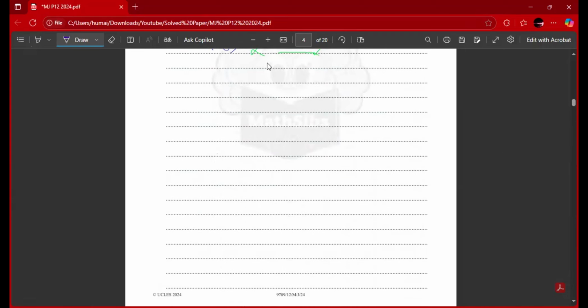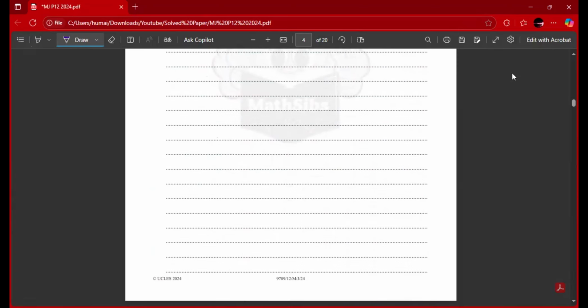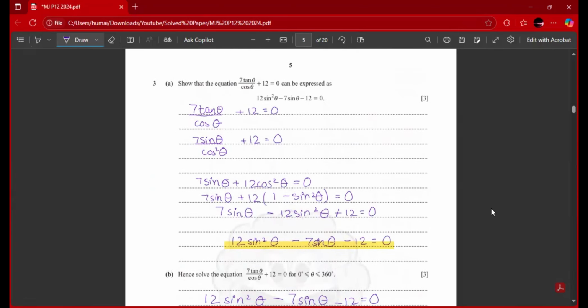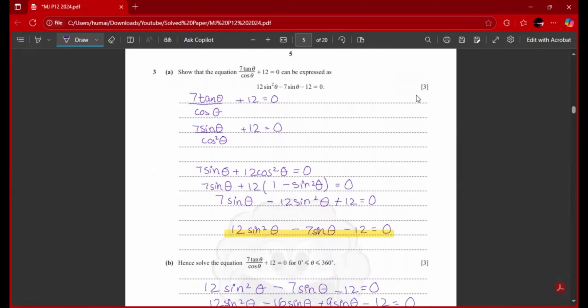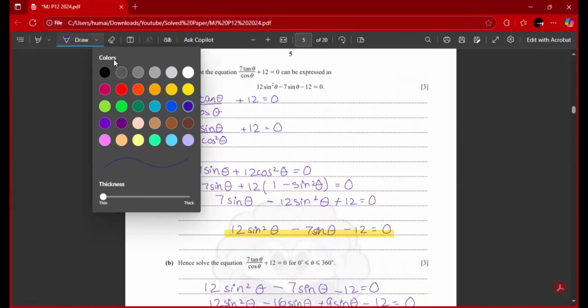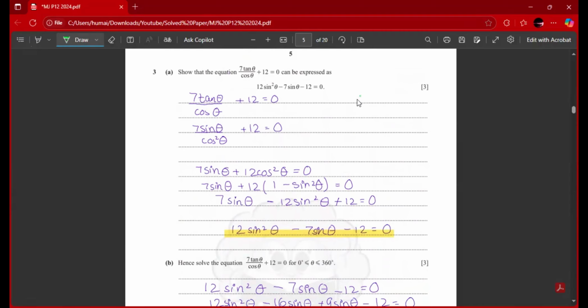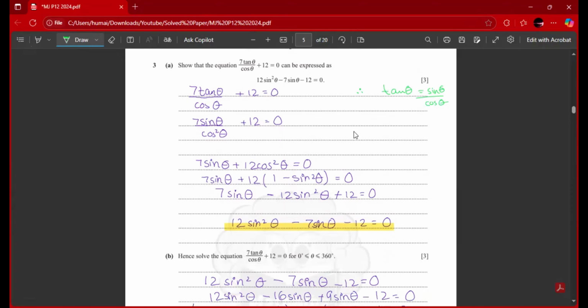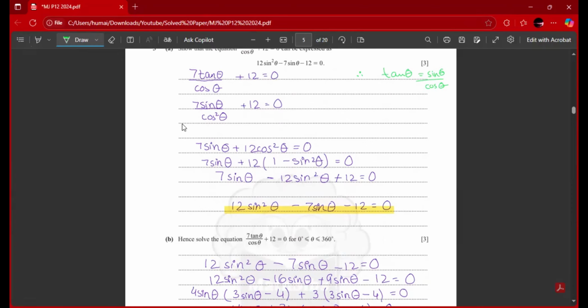Moving forward, we have question 3, which is about trigonometry, my favorite questions, because they're quite easy and understandable. So first of all, we have to show that this expression can be expressed in this form, which is quite simple if you know the formulas. The first formula that we have used in this step is that tan theta is equal to sin theta over cos theta. So replacing tan theta with this, sin theta over cos theta is written here and it's multiplied, so cos square theta plus 12 as it is.